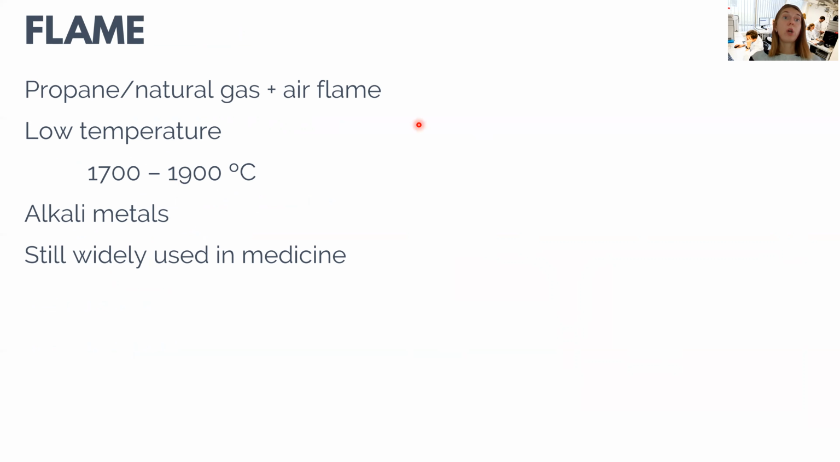Flame is the most commonly used to determine alkali metals, so sodium and potassium. With flame, we mean a propane plus air flame, or it can also be a natural gas plus air flame. Due to the fact that it's propane and air usually, the temperature is relatively low. It's below 2000 kelvins, and this means that it is only able to bring to the excited state atoms which are relatively easy to excite.